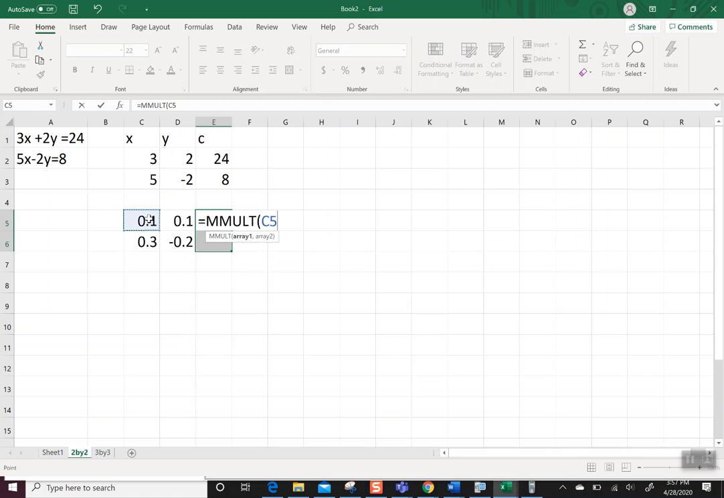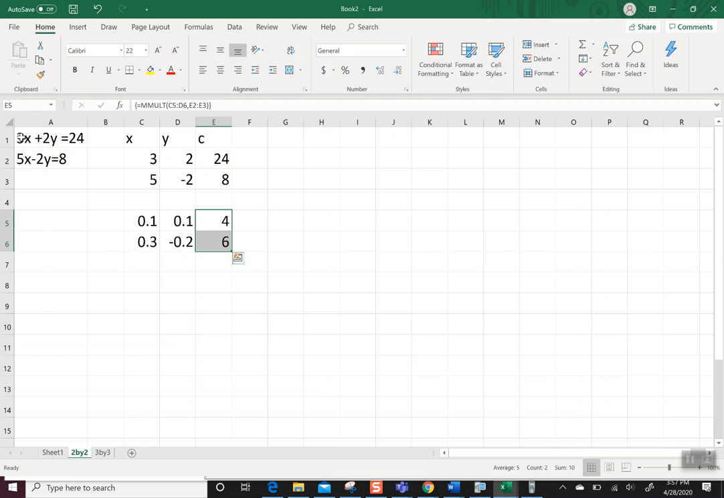So the first array is the inverse I just found. Make sure you hit a comma, and then I select my second matrix, which are the answers I want. Again, don't push enter because that'll only give you one thing. I want to have 2, so I hit Control Shift enter, and there are my answers. So I have 4 and 6.